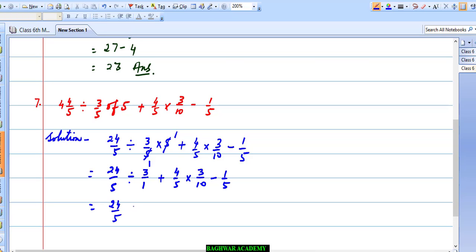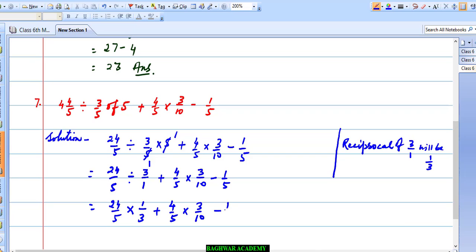Here you see now we need to solve division. So this division is required to be changed into multiplication, and reciprocal of 3 by 1 we need to write down. We need to write down reciprocal, or we say multiplicative inverse. Reciprocal of 3 by 1 will be what? Will be 1 by 3. So this thing we need to know. This is required to be written over here. So 1 by 3 we will write plus 4 by 5 into 3 by 10 and minus 1 by 5.